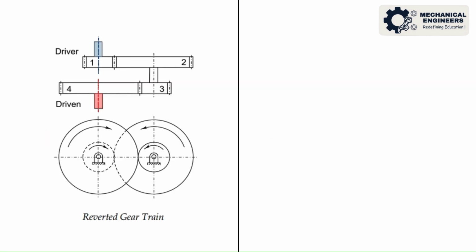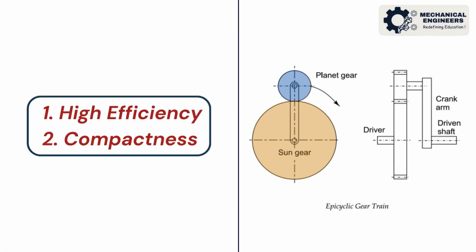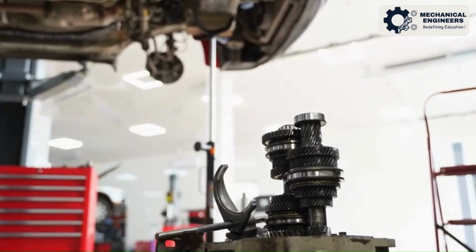Then, there's the reverted gear train, where the output shaft is aligned with the input shaft, often used in compact designs. Finally, we have the epicyclic gear train, where gears rotate around other gears, offering high efficiency and compactness, ideal for applications like automatic transmissions.